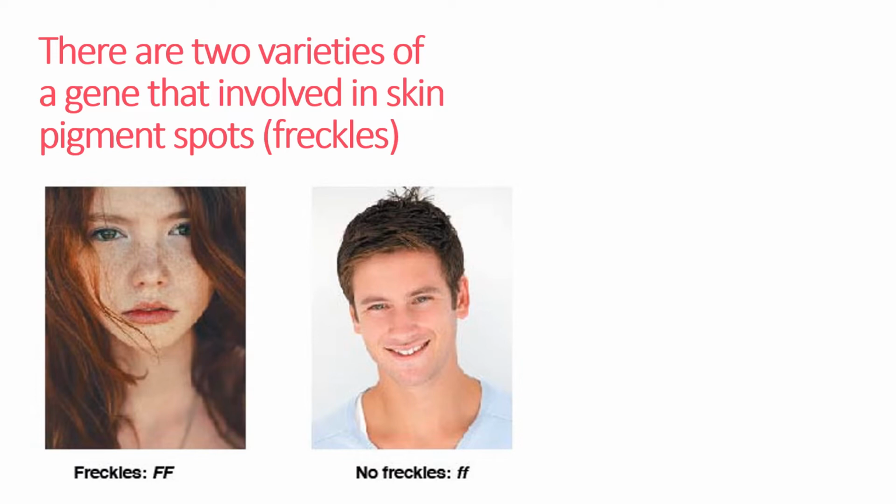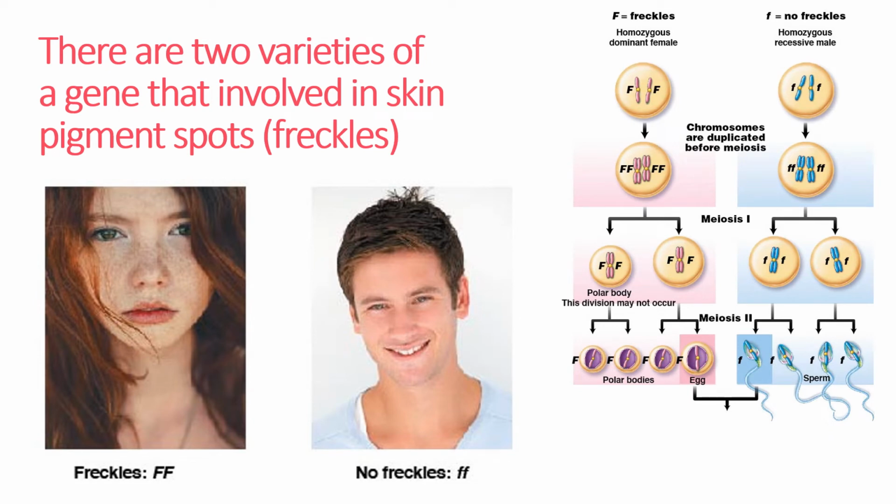If we look at a mating between a female who has freckles and an individual or a male who has not freckles, we can predict what their offspring will be like. We're going to assume that mom is homozygous for freckles. Of course, we know that dad is homozygous for not freckles because that is the only way he could not have freckles. The other thing that you have to know is that freckles is dominant over not freckles.